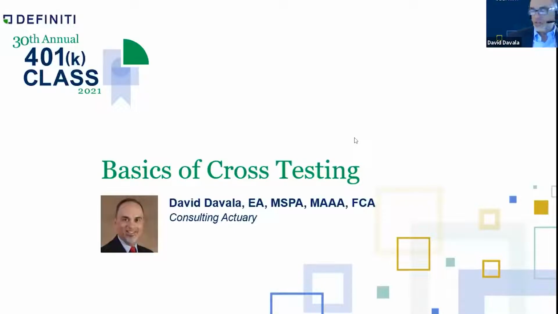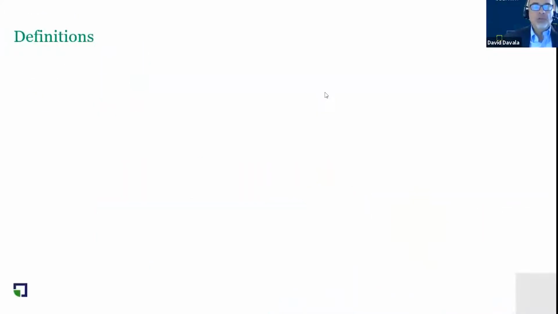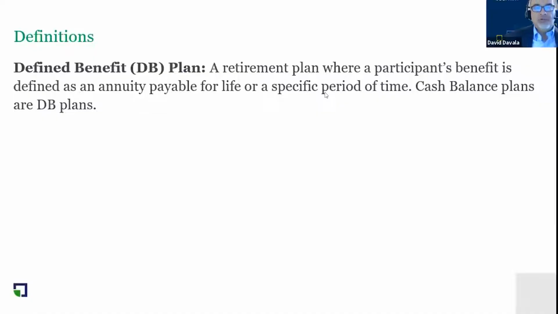Thank you for joining us in this cash balance session, basics of cross testing. Before we talk about cross testing, I want to go over some definitions and ideas. Defined benefit or DB plan: it's a retirement plan where a participant's benefit is defined as an annuity payable for life or a specific period of time. An example is a percentage of compensation for each year of service. Another example is a fixed dollar amount per each year of service.